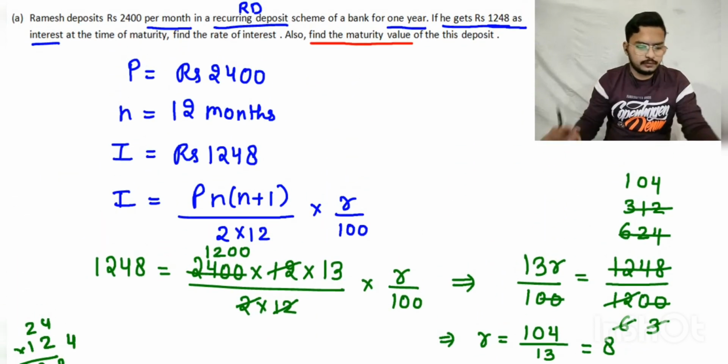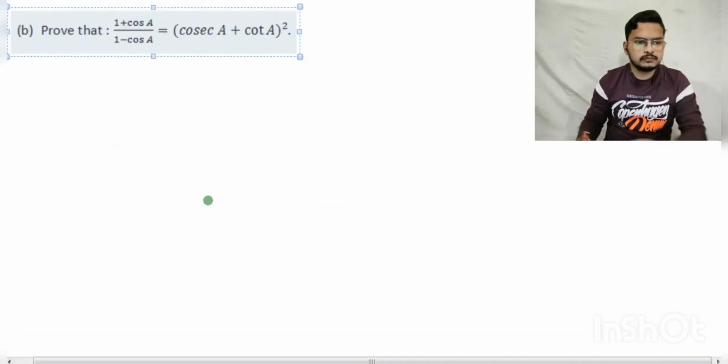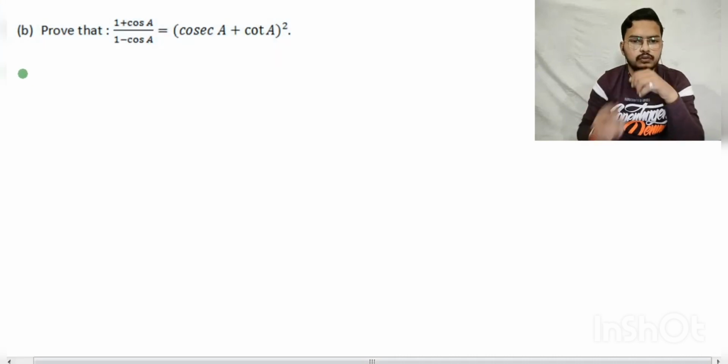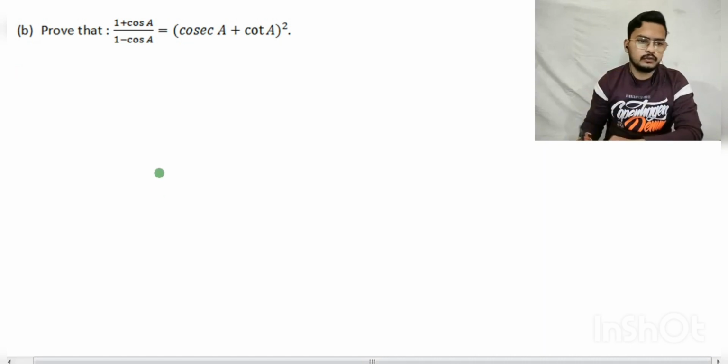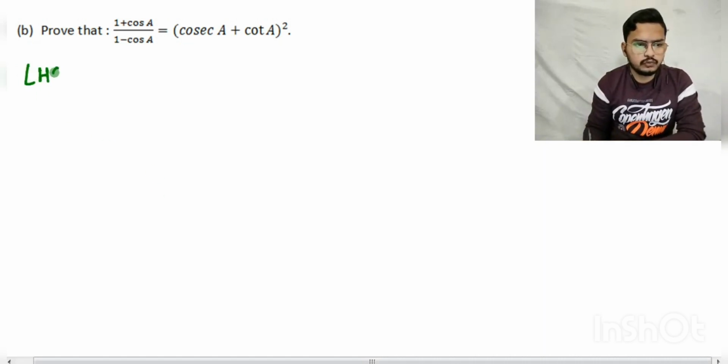Now look at the second one. This question is easy actually, this is not so tough. This question says that (1 plus cos A) upon (1 minus cos A), and we have to prove that this is equals to (cosec A plus cot A) whole square, right? So how can we prove it? So first of all, just look, we have to solve the left hand side, so 1 plus cos A upon 1 minus cos A.